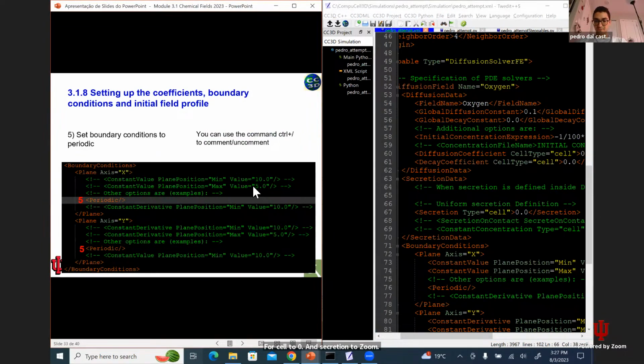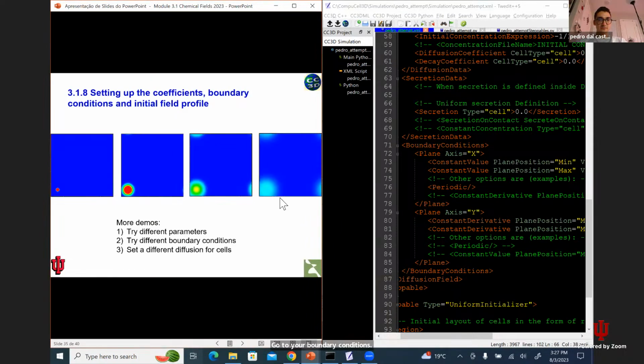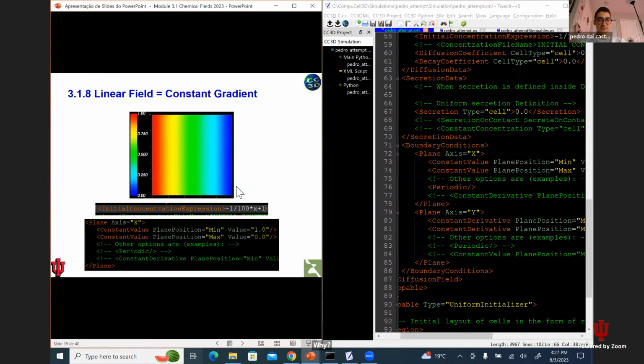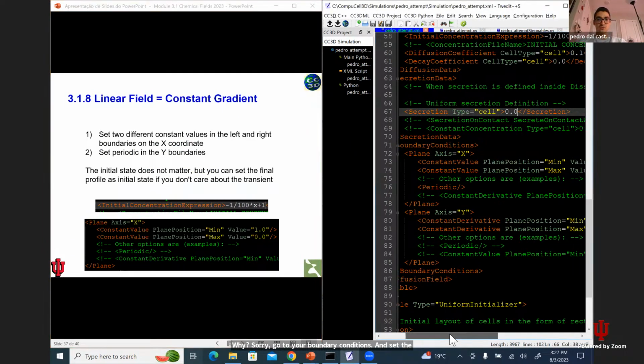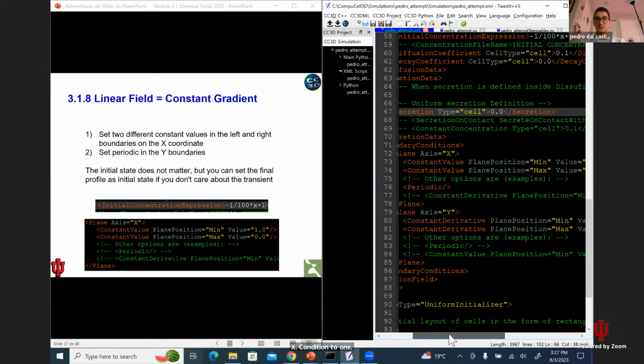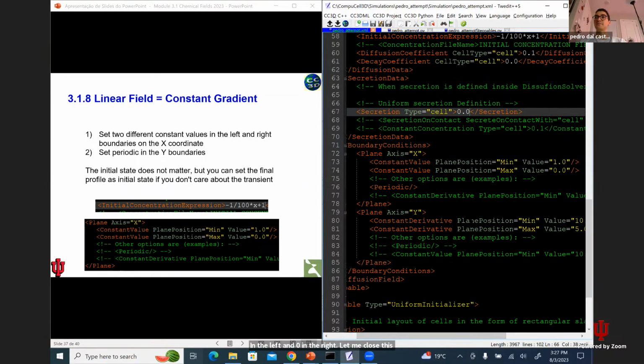Next step, go to your boundary conditions and set the X condition to 1 in the left and 0 in the right. Let me close this. Like I did here. 1 in the left, 0 in the right. And the initial concentration of -1/100, X plus 1. So this is the important step.